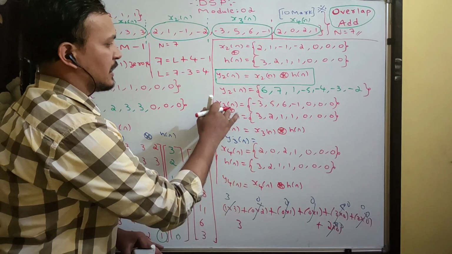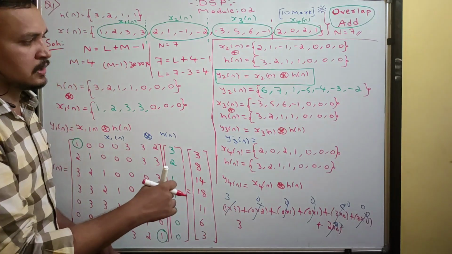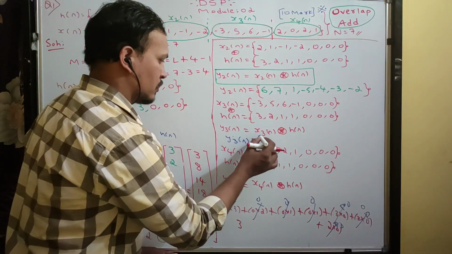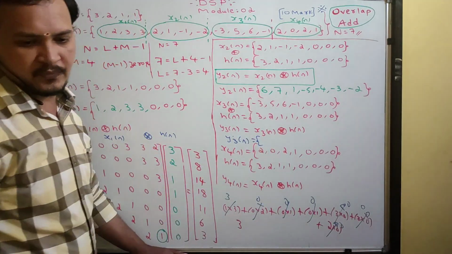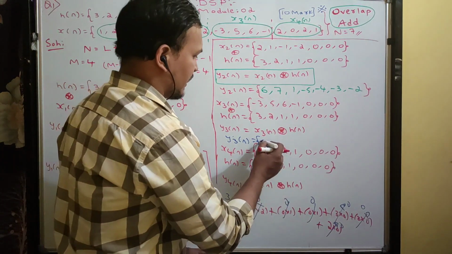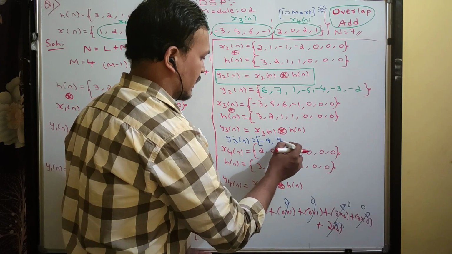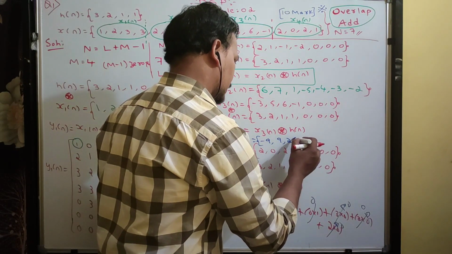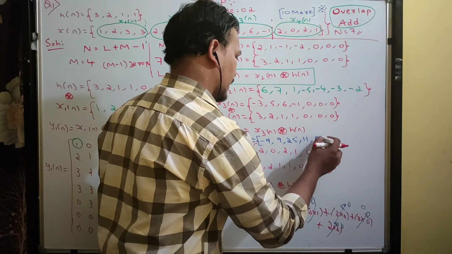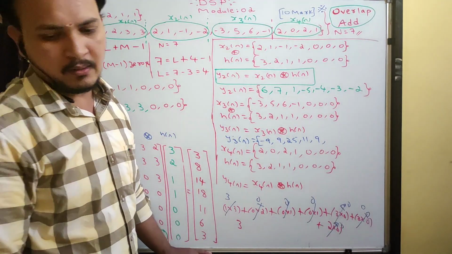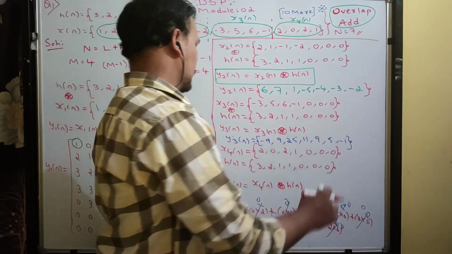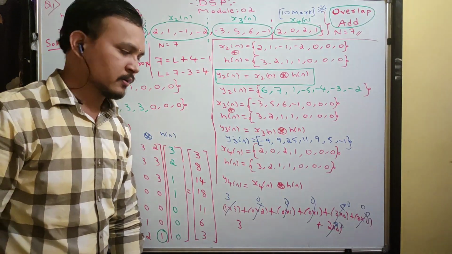y3 of n, same thing. x3 of n you write vertically, shift everything, multiply by h of n. You will get answer y3 of n. What is y3 of n? You will get that, I will write here. Minus 9, 9, 25, 11, 9, 5, minus 1. That is your y3 of n.